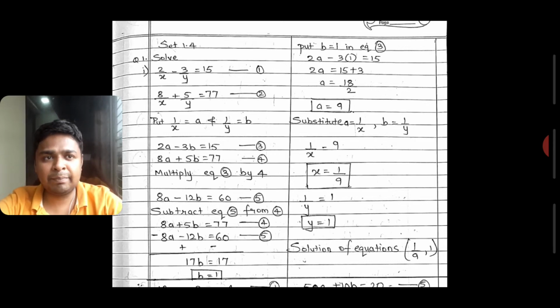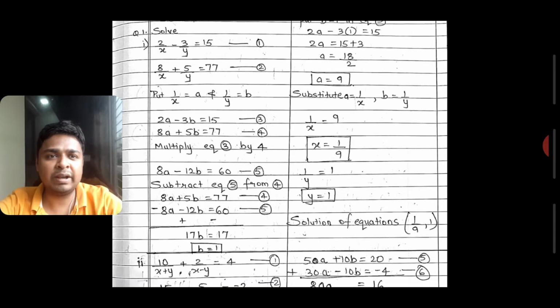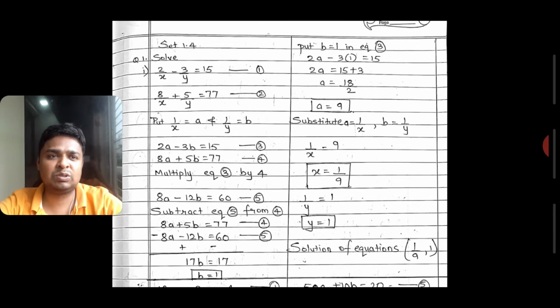Now last step, substitute a is equal to 1 upon x and b is equal to 1 upon y. So 1 upon x is equal to 9. So x is equal to 1 upon 9 and 1 upon y is equal to 1. So y is equal to 1. Solution is 1 upon 9 and 1.